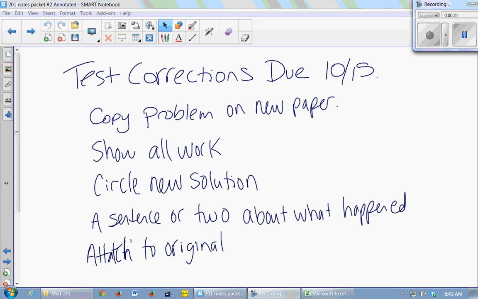And copy the problem on new paper, show all your work, circle the new solution, write a sentence or two about what happened, and attach it to your unchanged original test. Don't change anything on the original so that I can compare.